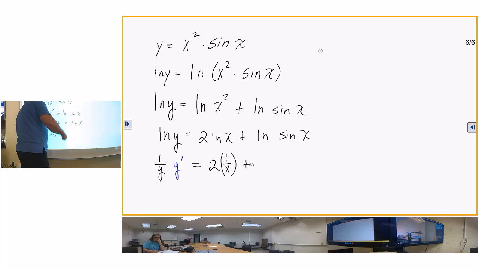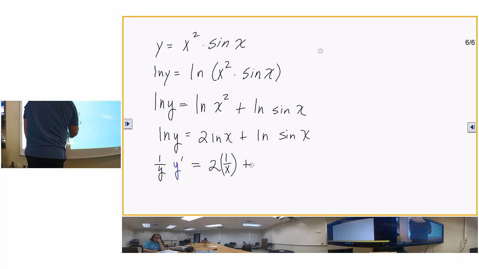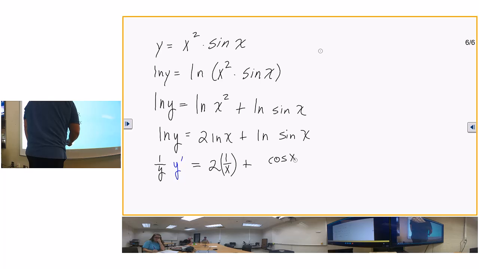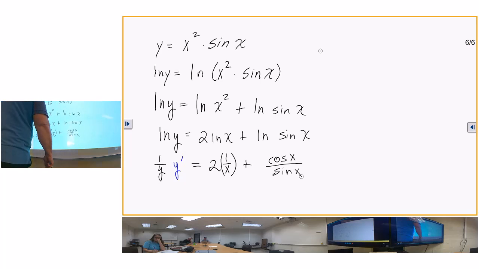What's the derivative of the sine? Cosine. Positive cosine, I'm sorry. Over. All right, finish it.